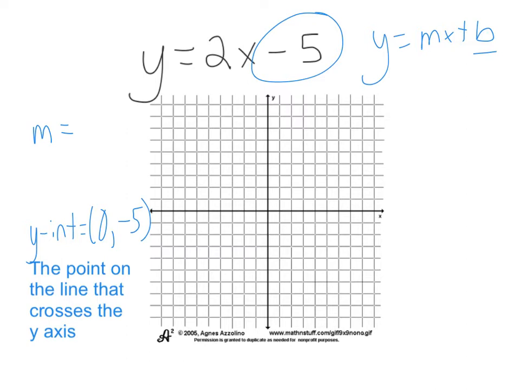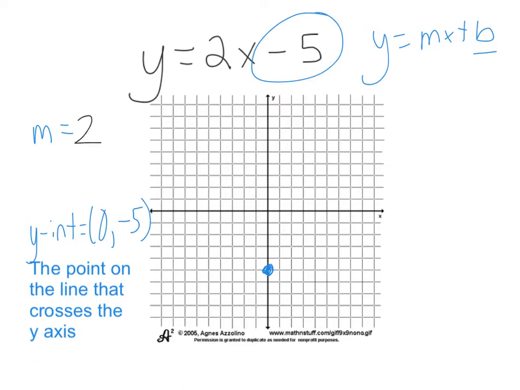Let's go ahead and graph our y-intercept. Start at 0. We're going to move left and right 0 spots and down 1, 2, 3, 4, 5. And my point will go at 0, negative 5. Now I'm going to get to my slope. The slope is my m value. So in my equation, my slope is equal to the value 2.